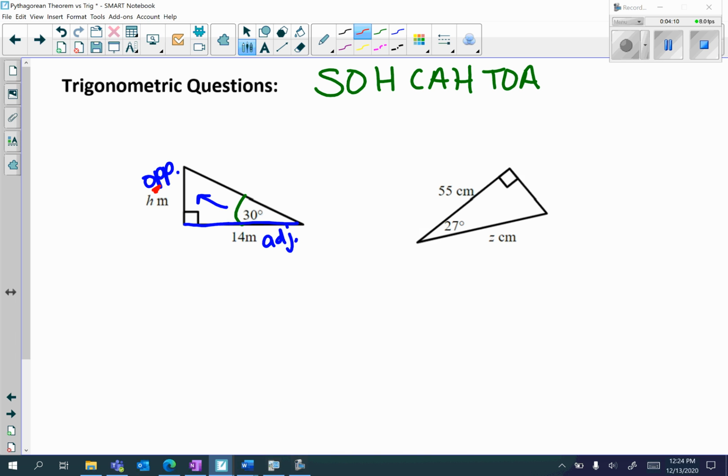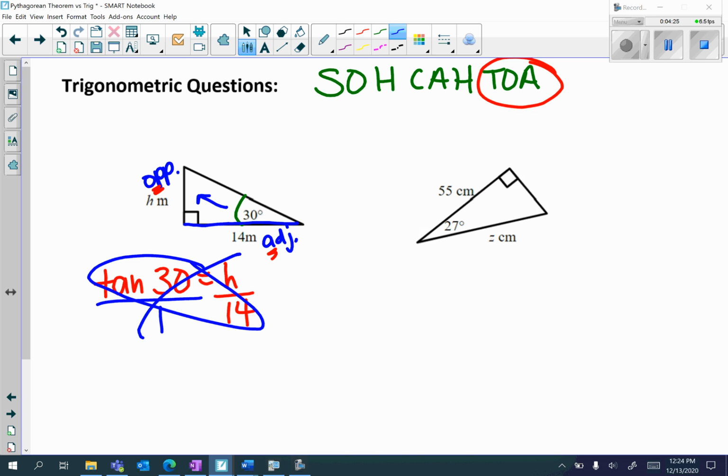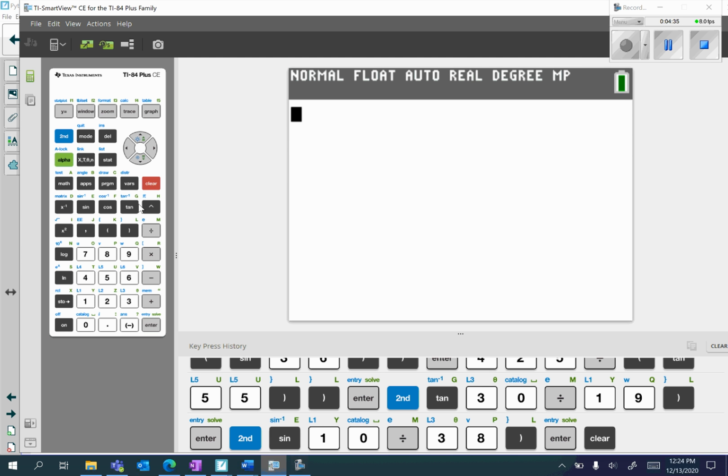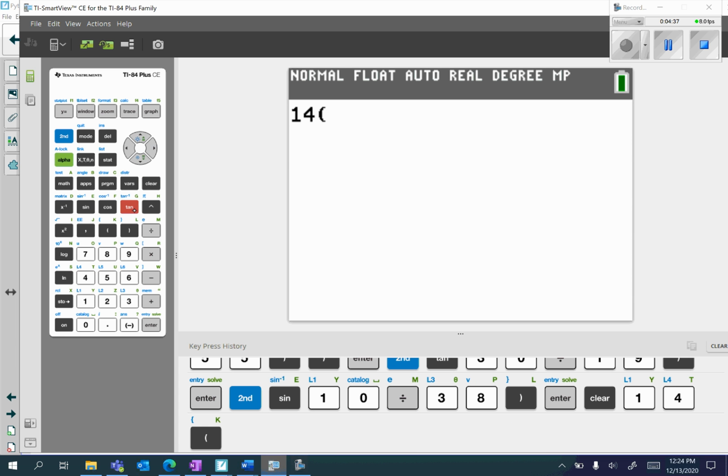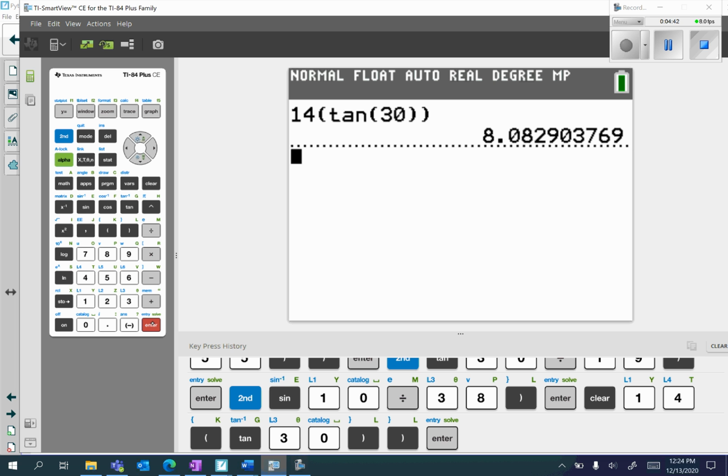So if I have OA, I'm going to use TOA, which is tangent. So tan of 30 is equal to the opposite, which is h, all over 14. Put this over 1 and cross multiply. H is equal to 14 times tan of 30. Let's put this in our calculator. So we're going to do 14 times tan of 30. And we get 8.082, so we're going to round that to the nearest tenth, so 8.1.